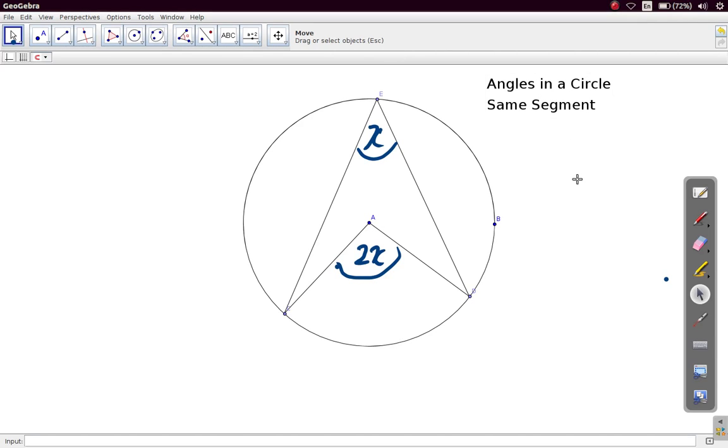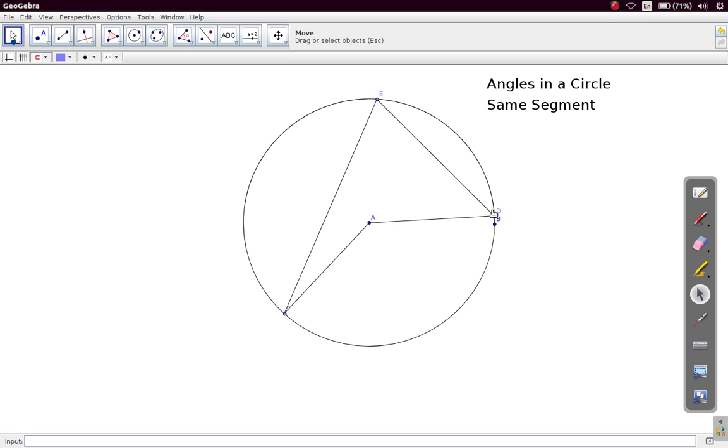Right, we're going to look at angles in the same segment of a circle. This is what we had finished on in the last video. Let me just erase part of the board, because we're going to use some of the information here. Now we're going to look at angles in the same segment, right?